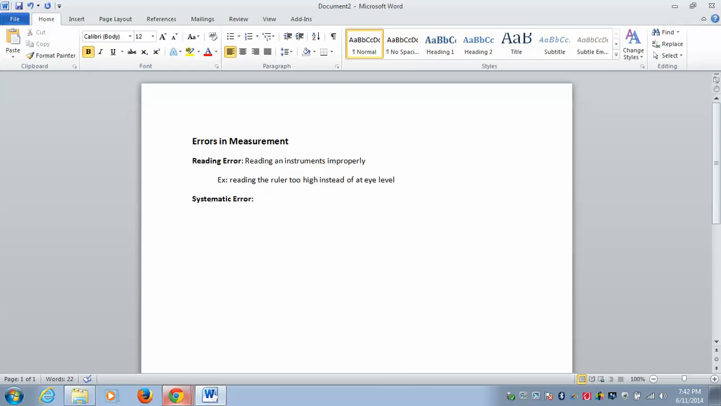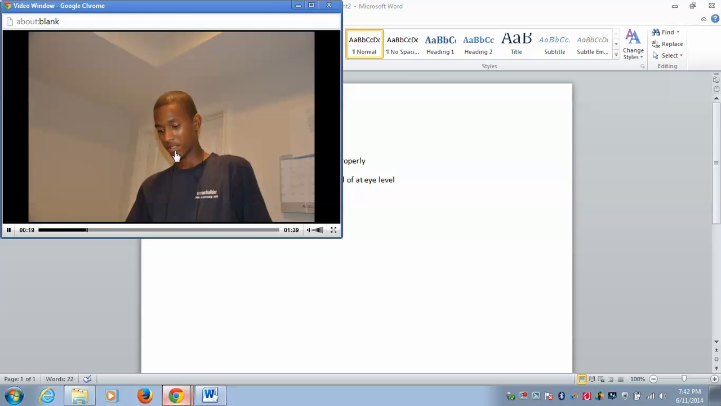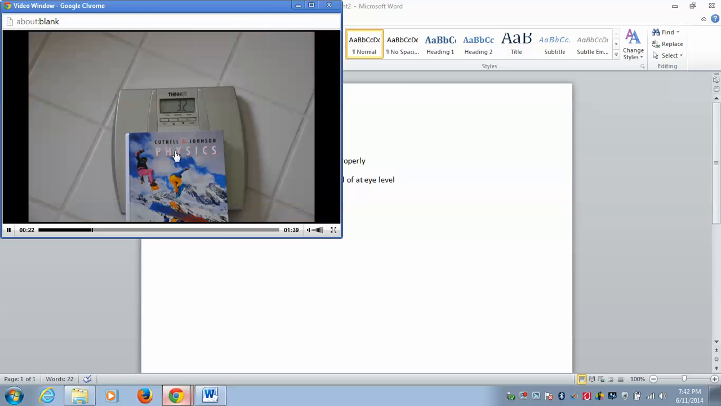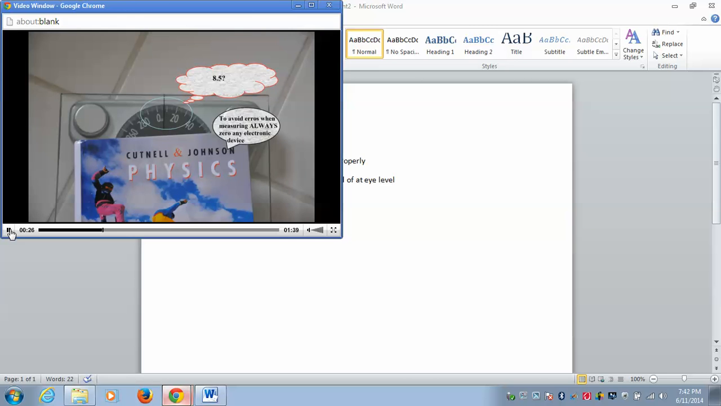That arise for all measurements taken. An example, incorrectly calibrated instruments, such as those instruments that are not zeroed.